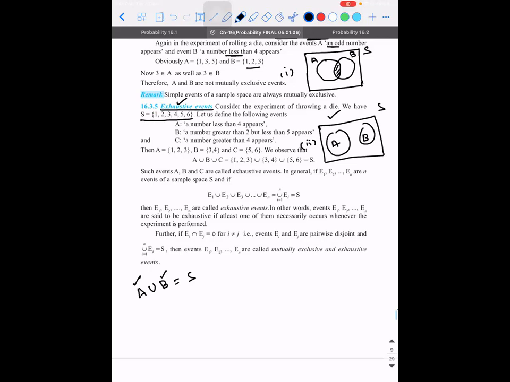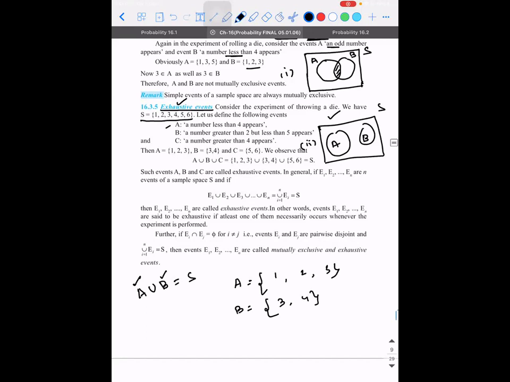So from that, event A is a number less than 4 appears, which means 1, 2, 3. Event B is a number greater than 2 but less than 5 appears, so 3, 4. Event C, a number greater than 4 appears, that is 5, 6. Now tell me, if I find the union between A and B, what am I going to get?